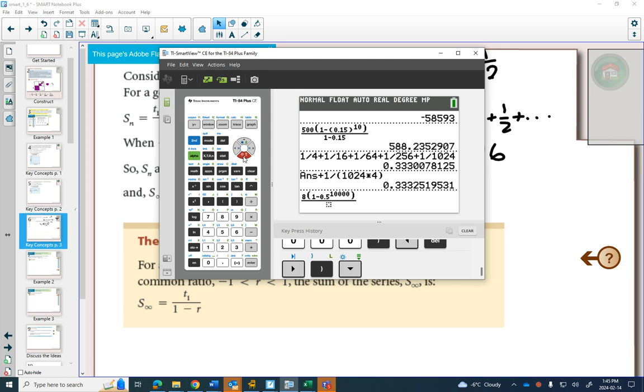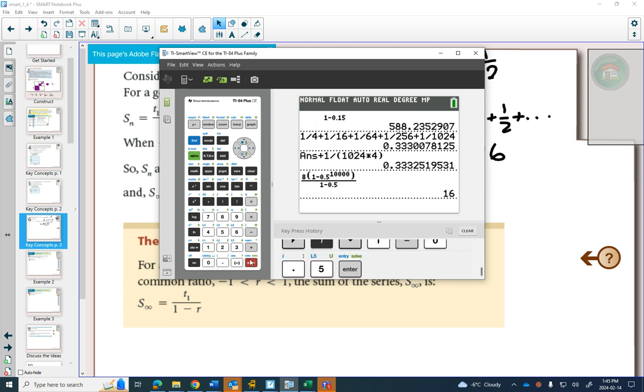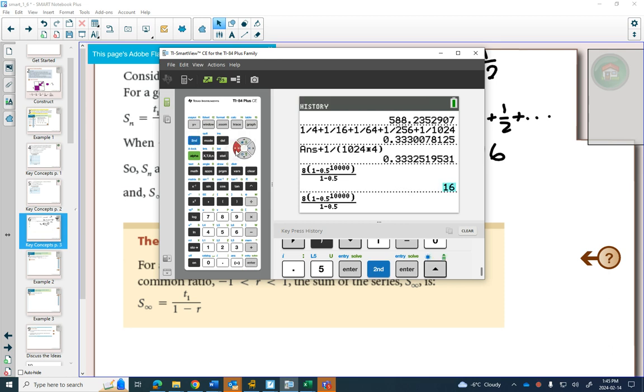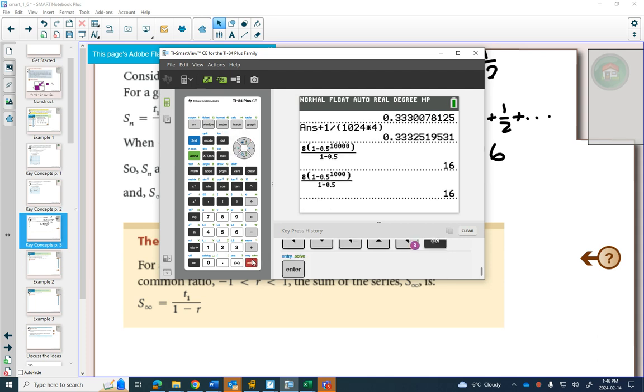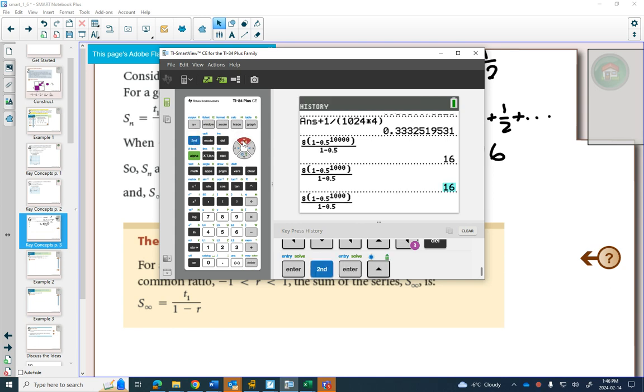Divided by 1 minus r, which is 0.5. Push enter. You're already there. The calculator has so many zeros, it's not even going to show us that you weren't quite there. Let's see if I do the same thing, but we only do 1,000 times. I'll delete a zero. Still too close to 16. Okay, let's say I do it only 100 times.